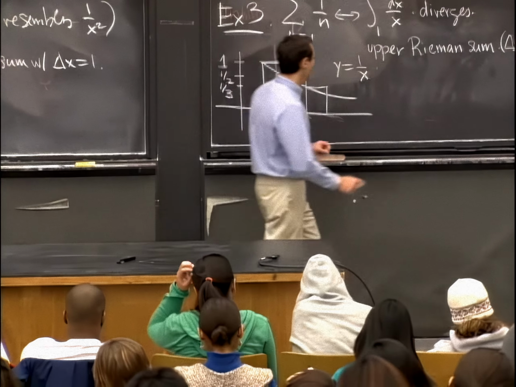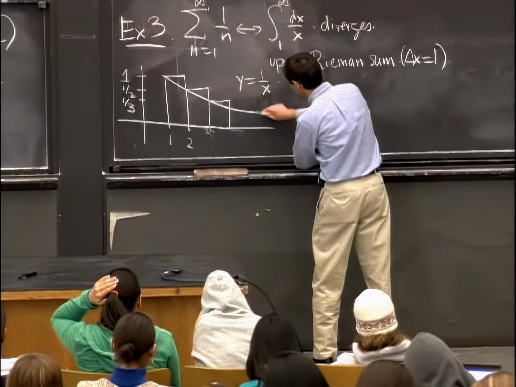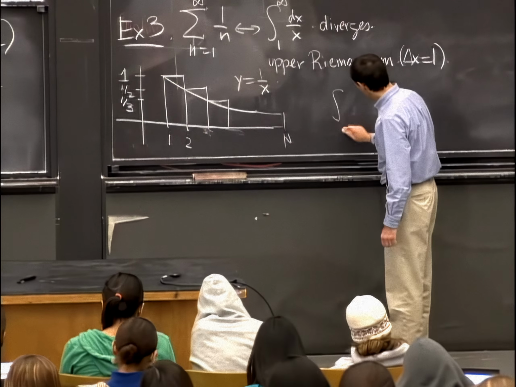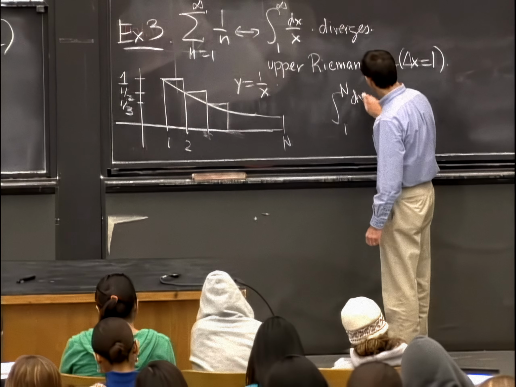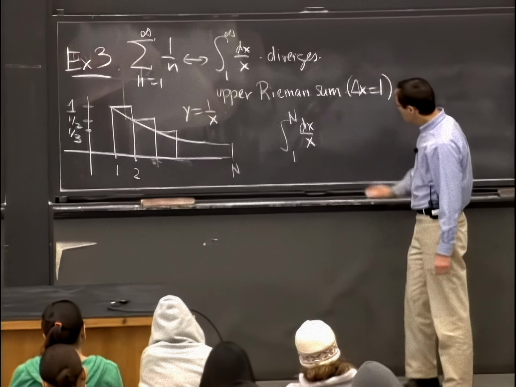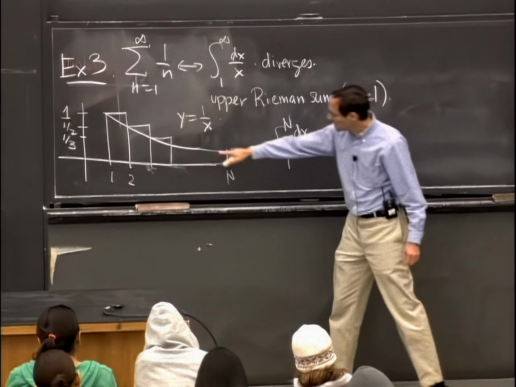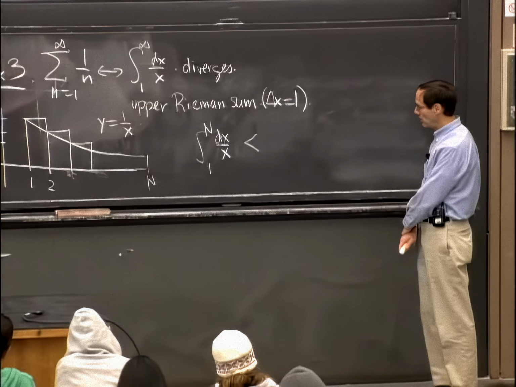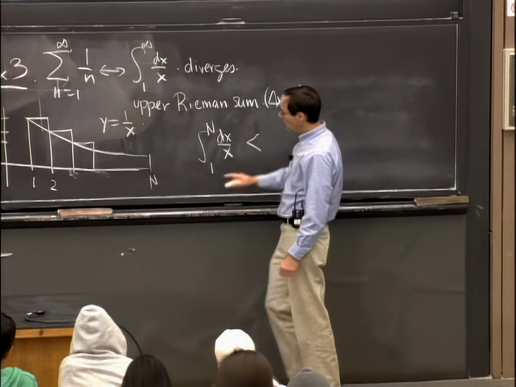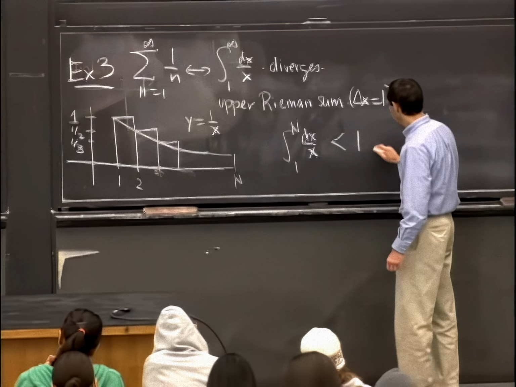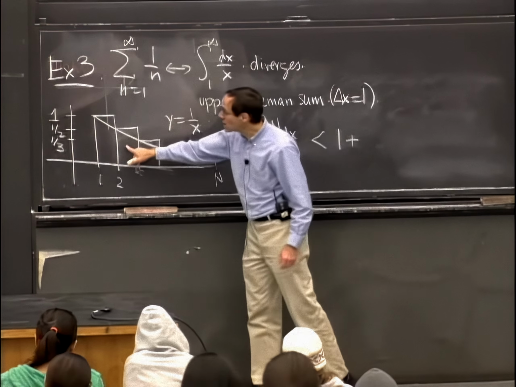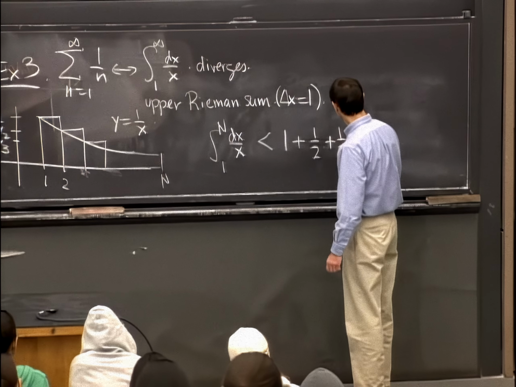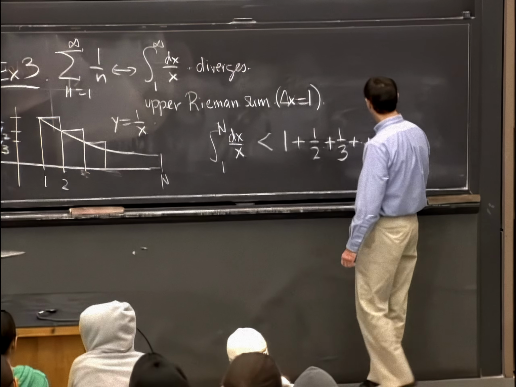And now I have the following phenomenon. Let's cut it off at the nth stage. So that means that the integral is from 1 to n dx over x. And the Riemann sum is something that's bigger than it because the areas are enclosing the area of the curved region. And that's going to be the area of the first box, which is 1, plus the area of the second box, which is a half, plus the area of the third box, which is a third, all the way up to the last one.